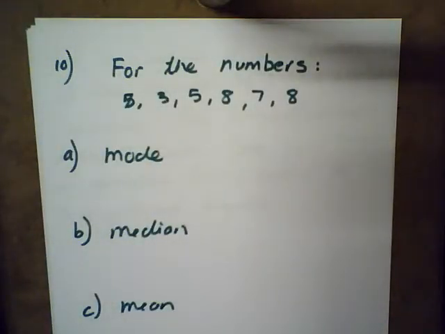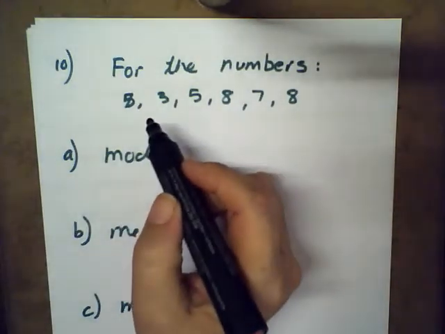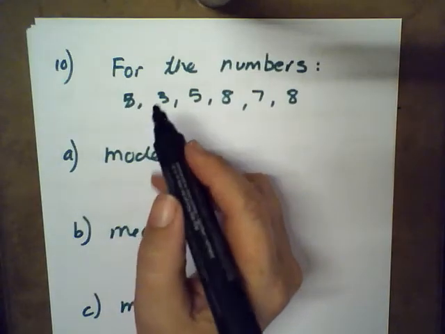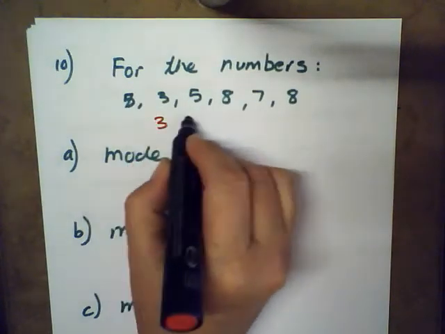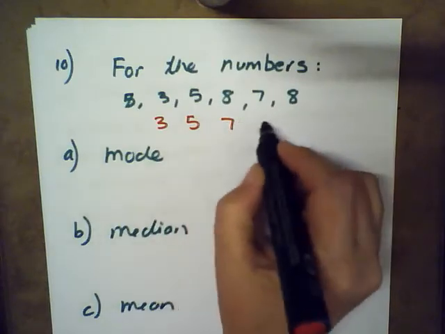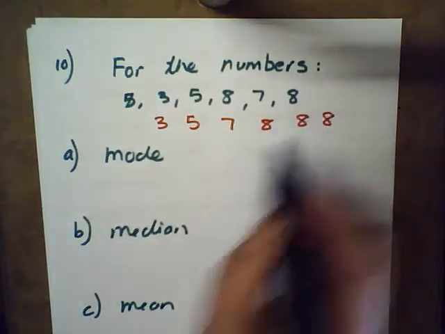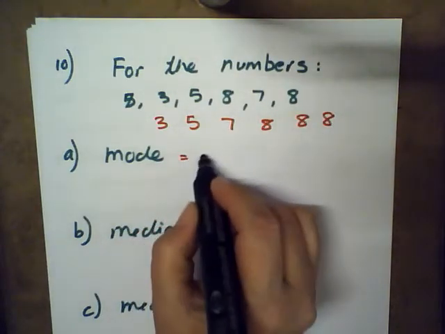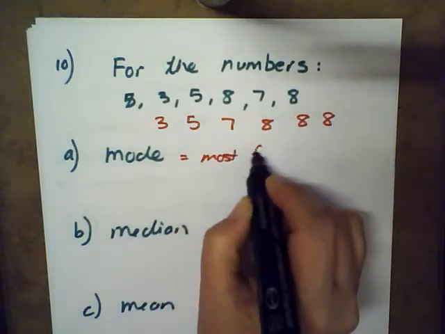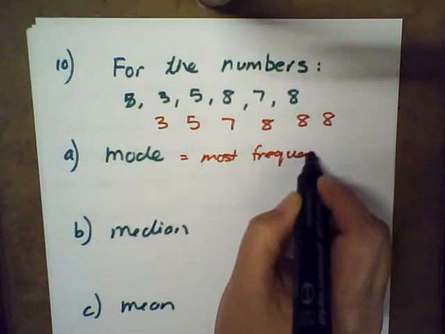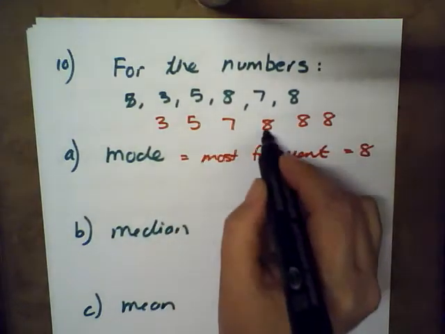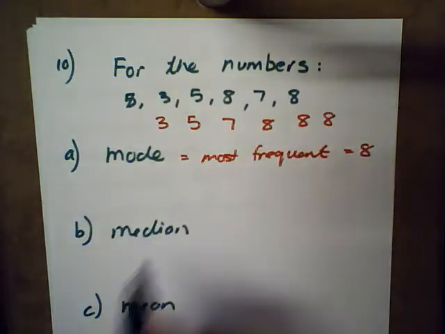Okay, for the numbers 8, 3, 5, 8, 7, 8, find the mode. I know that I've got to order those numbers before I do anything else. So 3, 5, 7, 8, 8, 8. Mode is most frequent. And I can see that it's 8 because there's three 8s.